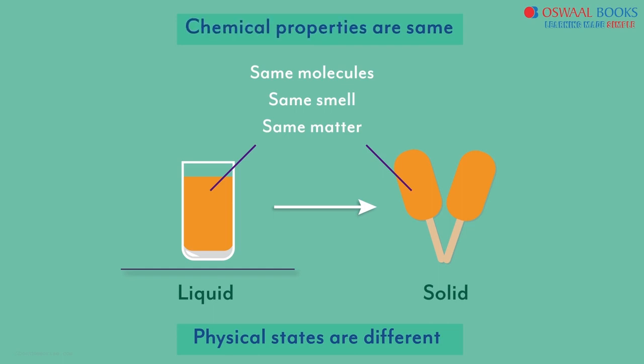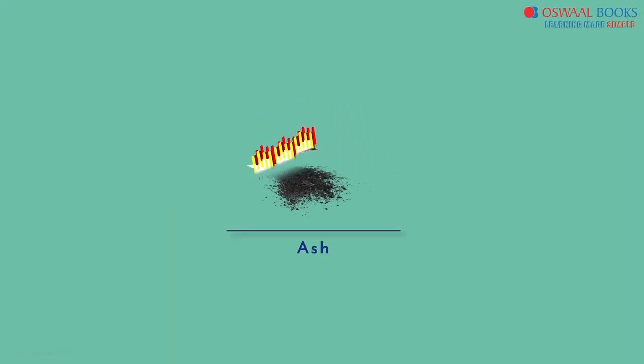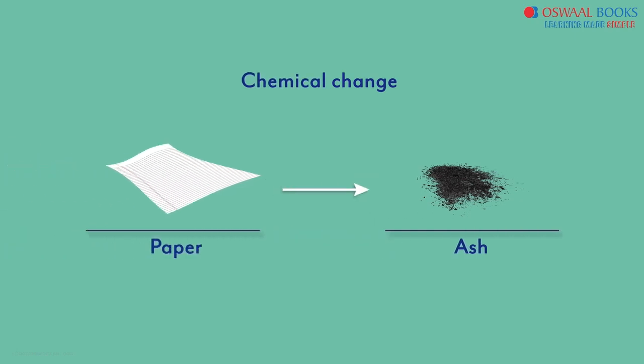So when can I say a chemical reaction has occurred? When we burn a piece of paper, we get ash. This is a chemical change, where the paper has changed its chemical properties. It has reacted with the air while burning and given rise to altogether new molecules.